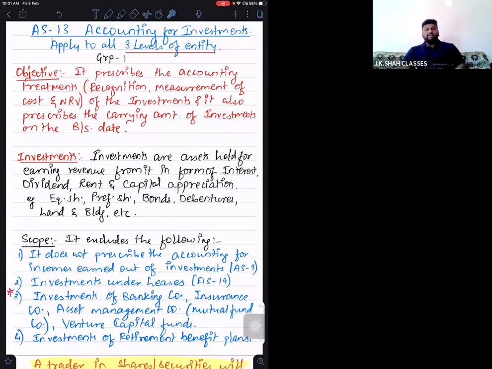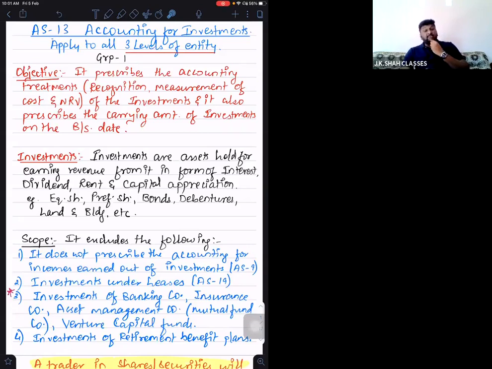Now, 8 years back, we purchased a house for 50 lakhs. And after 8 years, the value is now 1.2 crores. So 70 lakh rupees is capital appreciation. Plus, for 8 years, whatever rent I have earned. So the land and building that I hold is my investment.